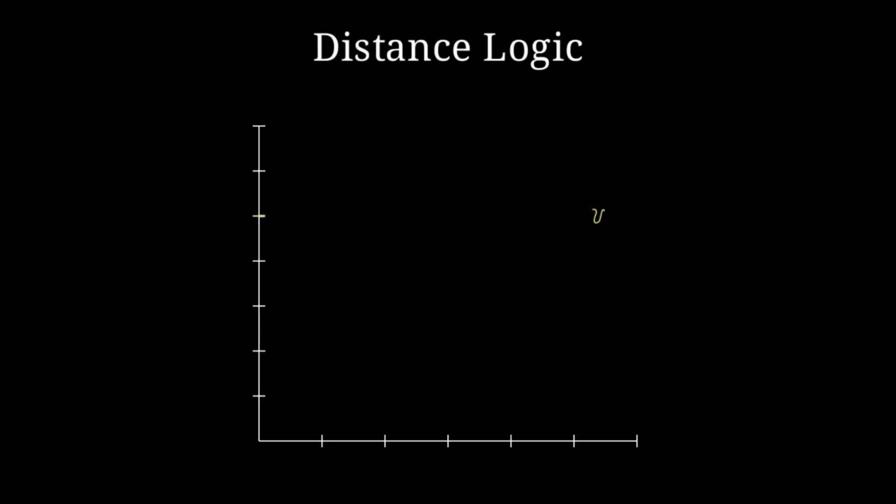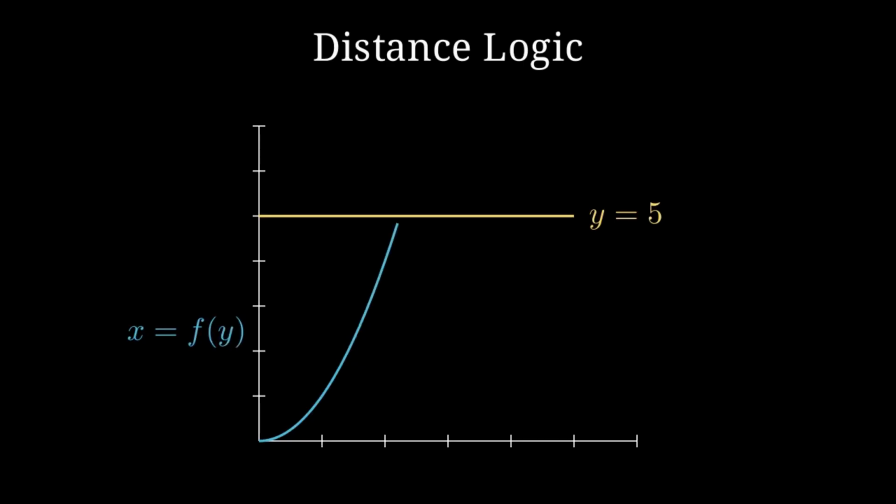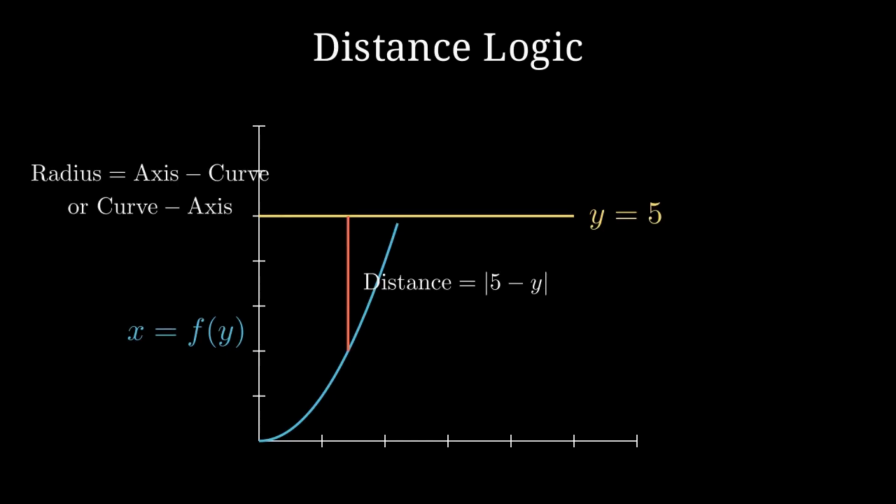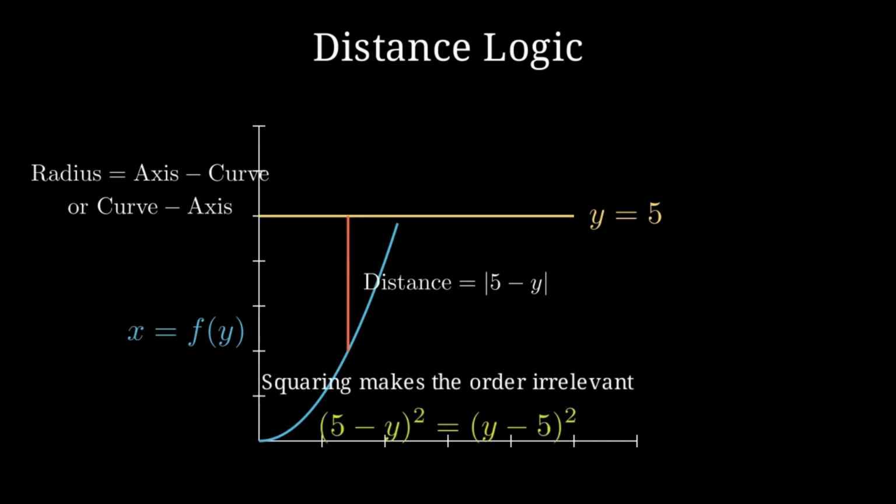The distance between a point at height y and the axis at y equals 5 is the absolute difference, 5 minus y. When we square this distance in our formula, the order doesn't matter, but it's good practice to think of it as top minus bottom to keep the value positive and intuitive.